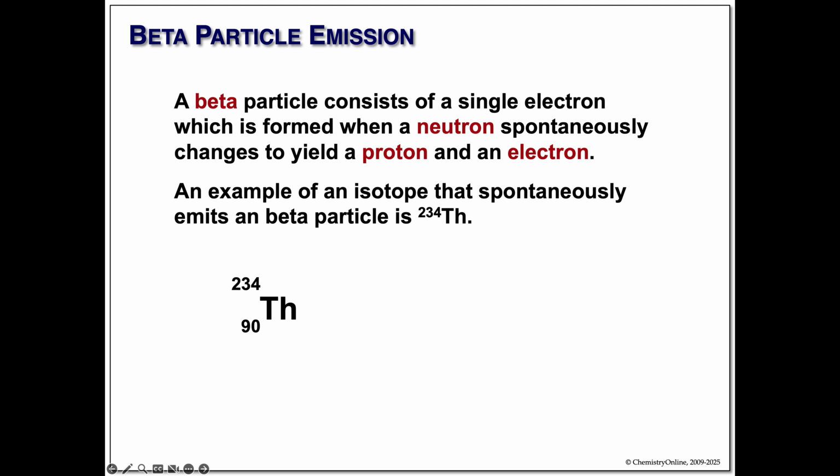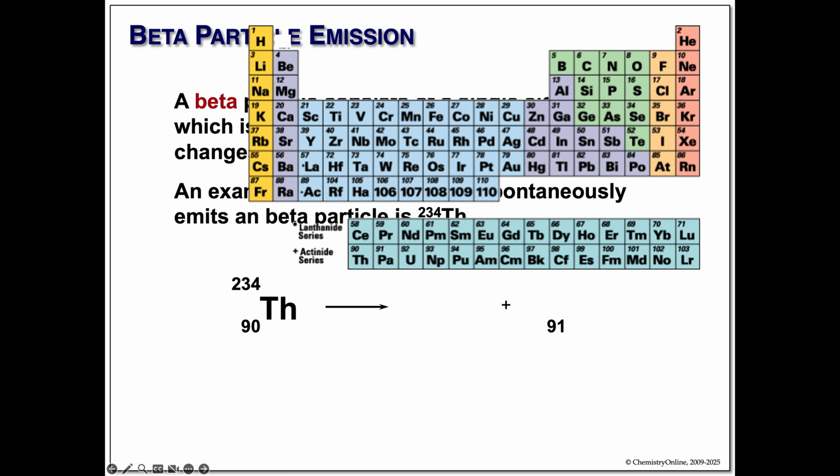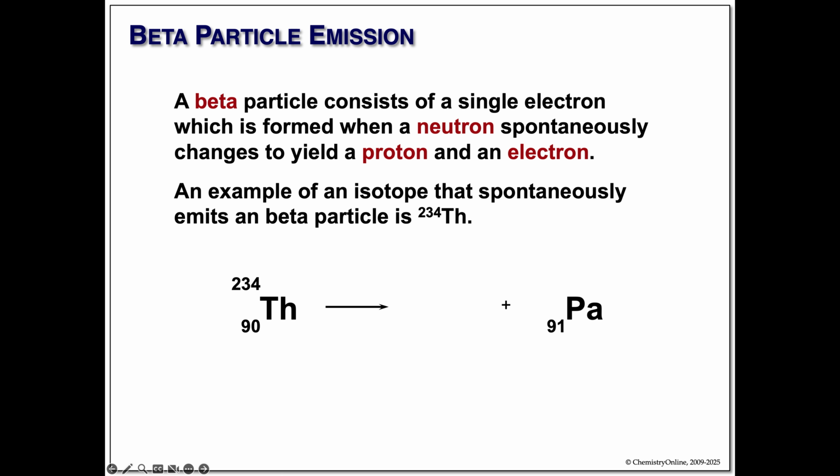if we take thorium-234, we can lose a beta particle. So one of the neutrons will get lost. The atomic number will increase by 1, up to 91. So we're here at thorium. We are going to go up to 91 for atomic number. Pa is the symbol. The mass number does not change, so it stays at 234.